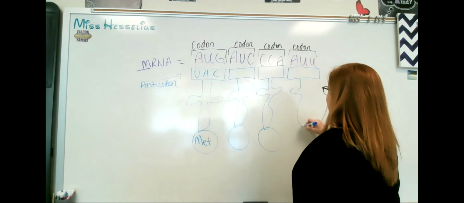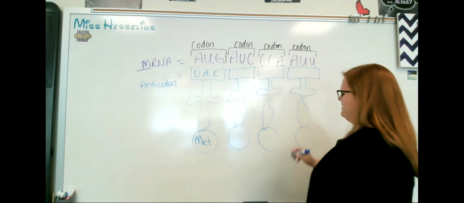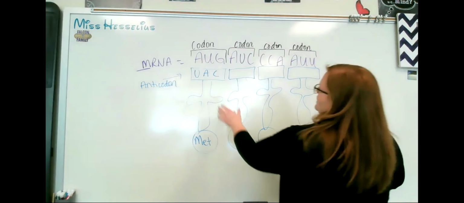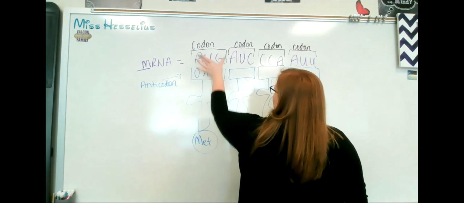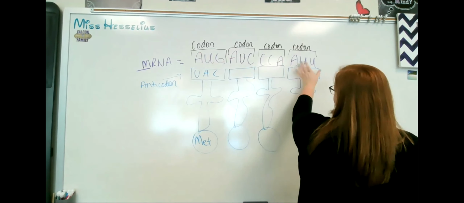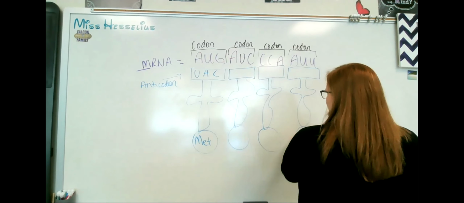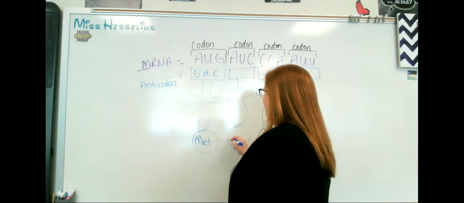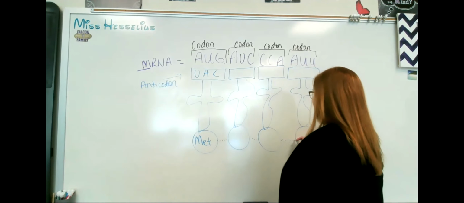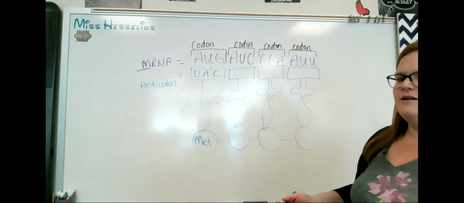Please excuse my terrible tRNA molecules. They keep getting worse. Okay, so tRNA molecules with their anticodons match up to the mRNA codons, dropping off a specific amino acid in sequence. These form bonds between the amino acids, which are called polypeptide bonds. You don't necessarily need to know that.